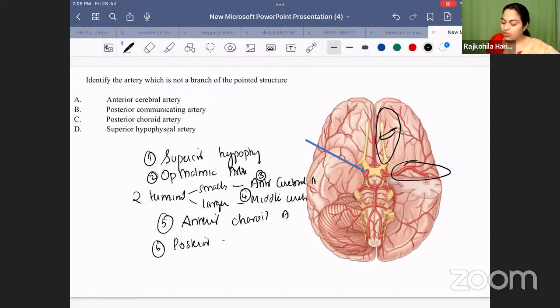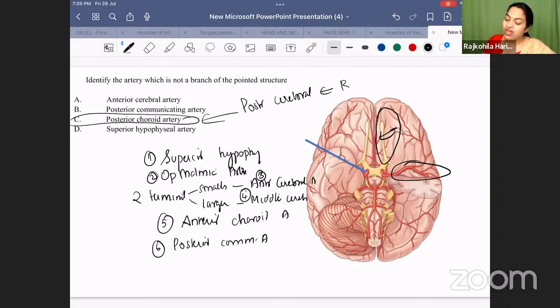posterior communicating artery, right? So the artery which is not a branch of the pointed structure is the posterior choroid, which is coming from the posterior cerebral. The posterior cerebral is in turn a branch of the basilar artery. So there are 3 cerebral arteries, anterior, middle, and posterior, of which the posterior cerebral is coming from the basilar artery, the vertebral system. Okay. Anterior and middle cerebral are coming from the internal carotid.